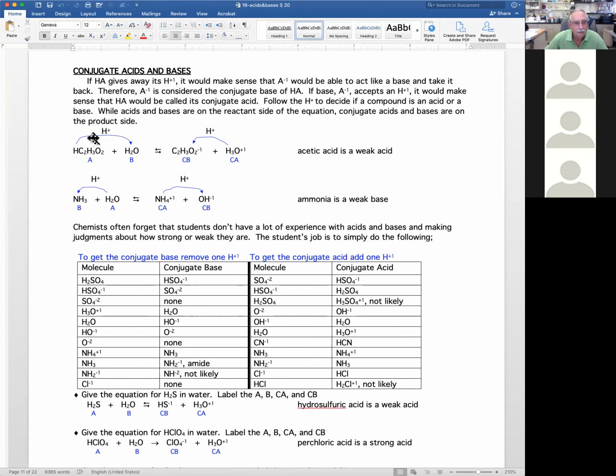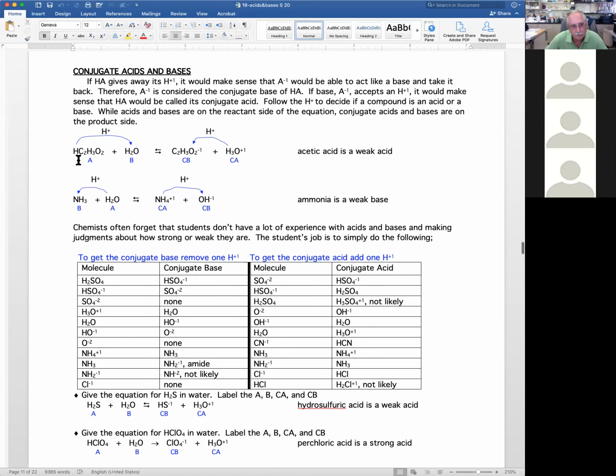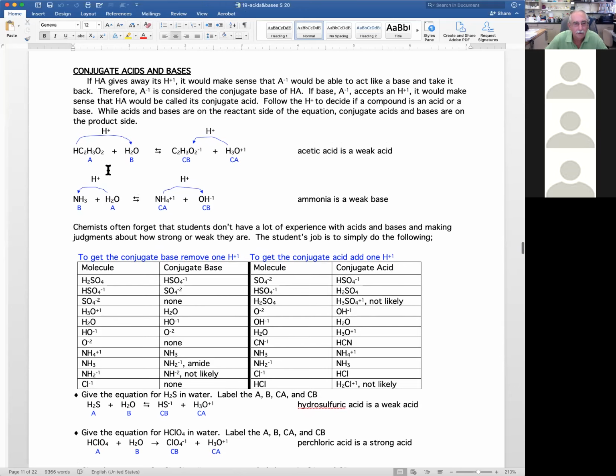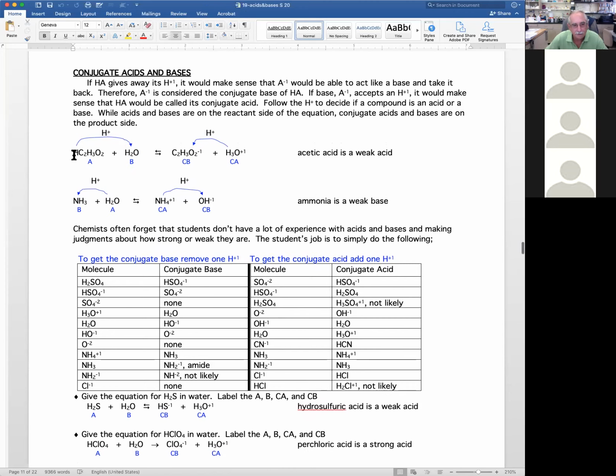So here's an acid. That's acetic acid. I can tell it's an acid because of the hydrogen in front. Then here's water. Water we have to think of as being able to act as an acid or a base. And so I can see that this hydrogen is going to go from the acid to the water. When I know that, I can figure out what's going to be on the other side of the equation. So this would be the acetate ion, and this would be the hydronium ion. So that's not new.